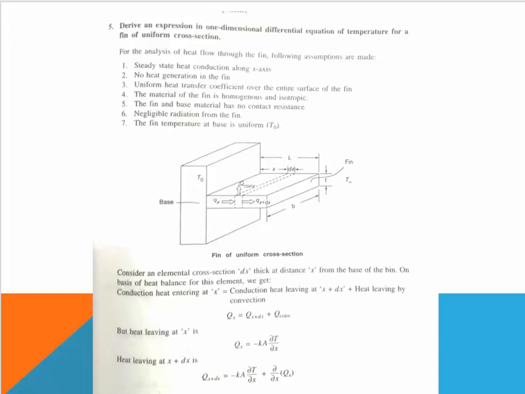Then negligible radiation from the fin, and the fin temperature at the base is uniform, that will be T naught. You can see easily in this diagram that one base, that is T naught, has one extended fin where we have taken a small portion of the body, where heat is entering the fin, that is Qx, and the final output, Qx plus dx, where heat can be convected.